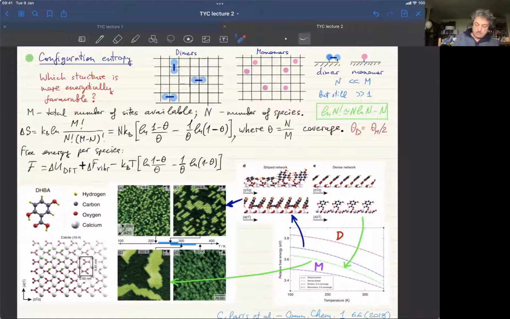But what about dimers and monomers? These form a gas, with dimers and monomers moving almost freely on the surface at these temperatures. So there's another contribution to the free energy, which is called configurational entropy, the entropy associated with the possibility of these molecules occupying different lattice sites. If you do combinatorics for dimers and monomers, you arrive at that contribution to the free energy, and you can relate this to the coverage, which is the number of molecules per number of sites. And this is different for dimers and monomers.